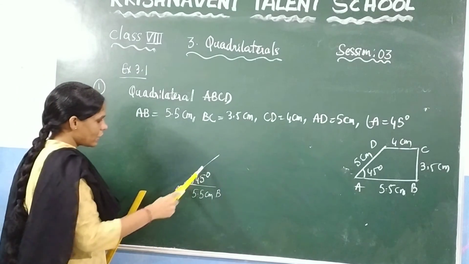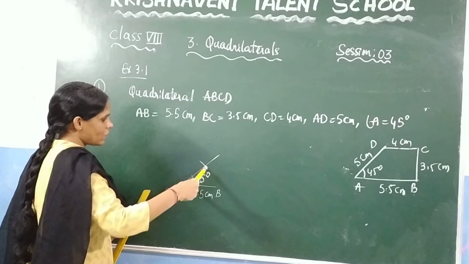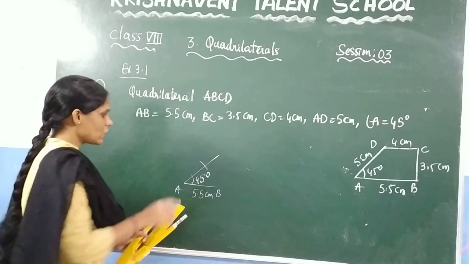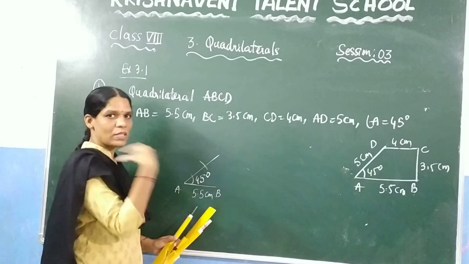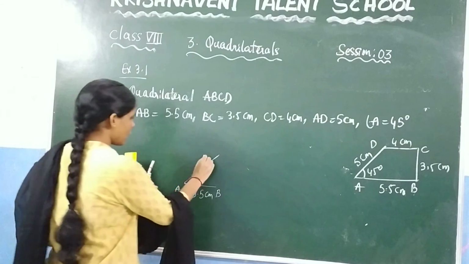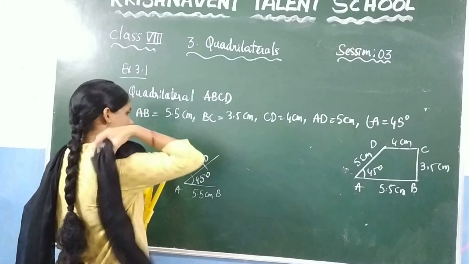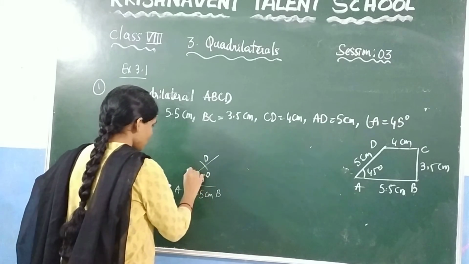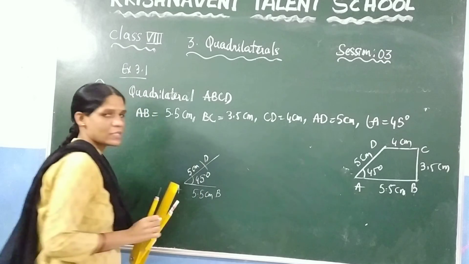So at this point, make an arc of 5 centimeters. So what will be this one? This is nothing but D. They have given the length of AD which is 5 centimeters. So mark it here which is D, which is 5 centimeters. Write it here, 5 centimeters.